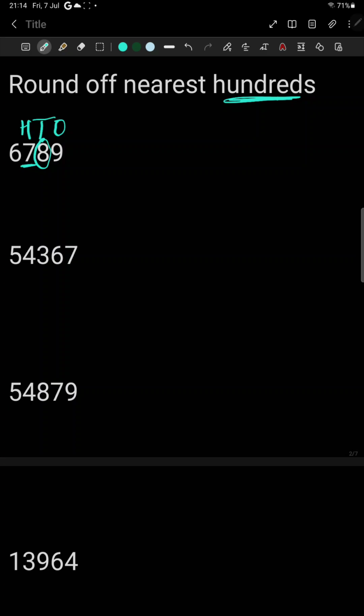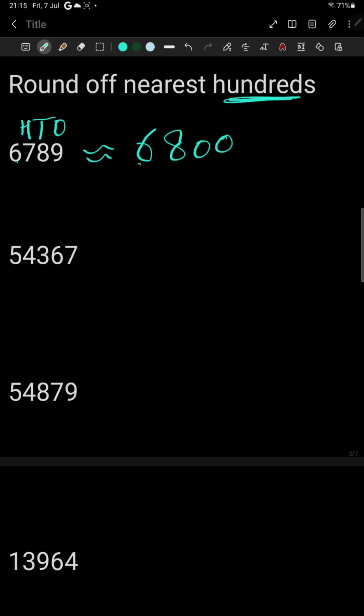Now we will check whether this number is bigger than 5 or smaller than 5. If it is 5 or bigger than 5, we will round up. Round up means these two numbers will become zeros, and the number at the hundred place will become one more. So 7 will become 8, and 6 will remain as such. So the number will be 6800. You can see the number was 6789. When we round off to the nearest hundreds, it becomes 6800. 6000 remains the same.